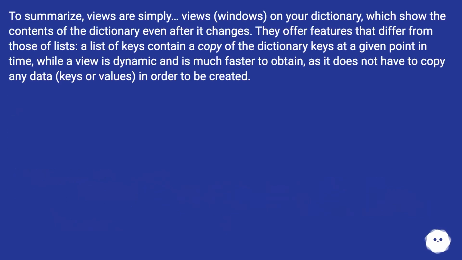To summarize, views are simply views, or windows, on your dictionary, which show the contents of the dictionary even after it changes. They offer features that differ from those of lists. A list of keys contains a copy of the dictionary keys at a given point in time, while a view is dynamic and is much faster to obtain, as it does not have to copy any data, keys or values, in order to be created.